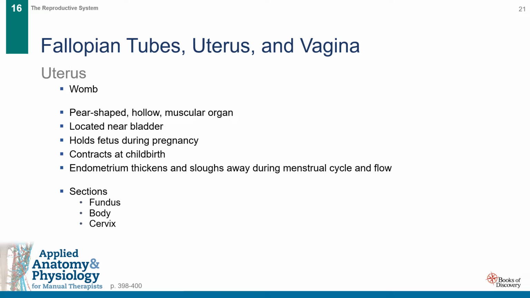The lining of the uterus is a vascular mucous membrane called the endometrium. During the female reproductive cycle, hormonal signals cause the endometrium to thicken in preparation for implantation of a fertilized egg. If this does not happen, the lining dies, forming a mixture of dead cells and blood that is sloughed away as menstrual flow. At the time of childbirth, the muscular contractions of the uterus provide the force needed to push the fetus through the birth canal.